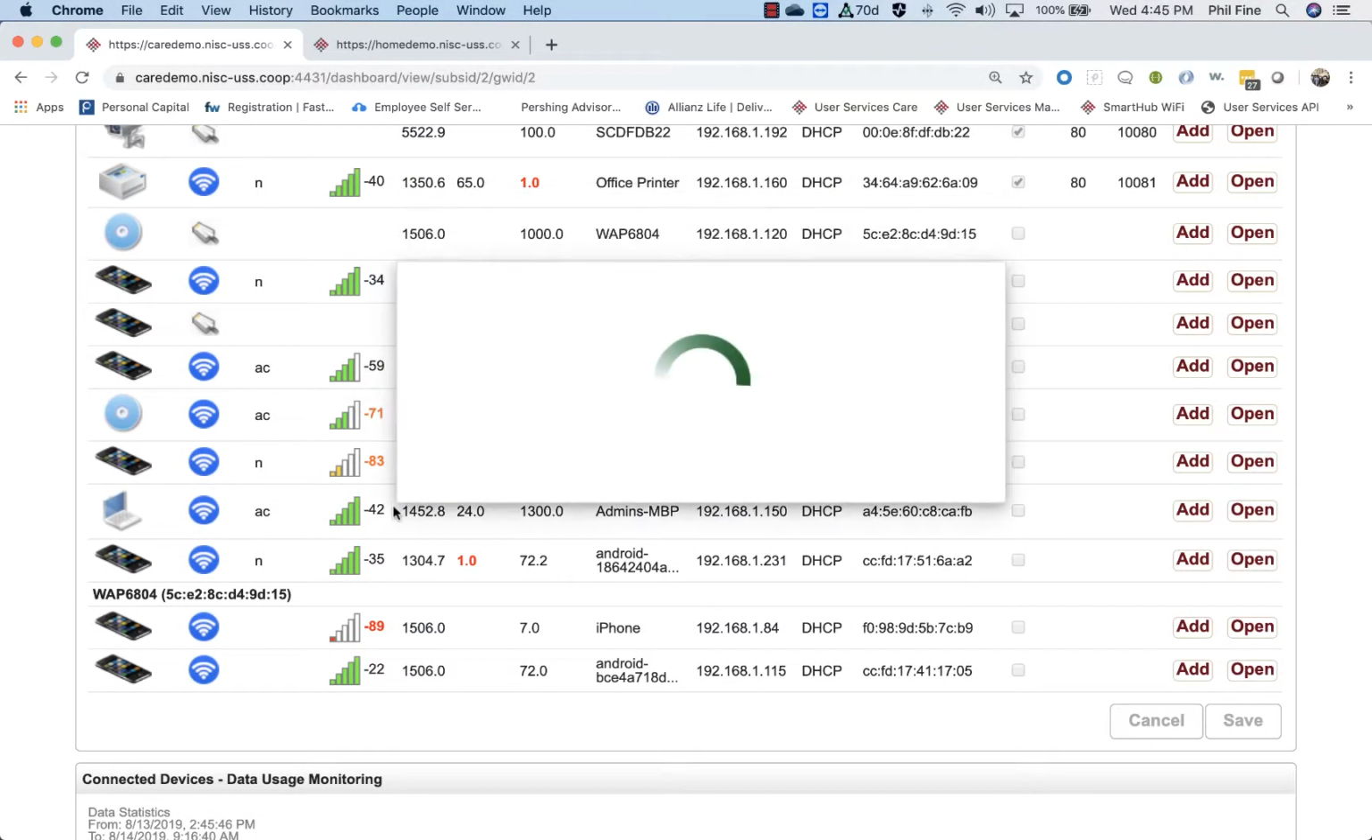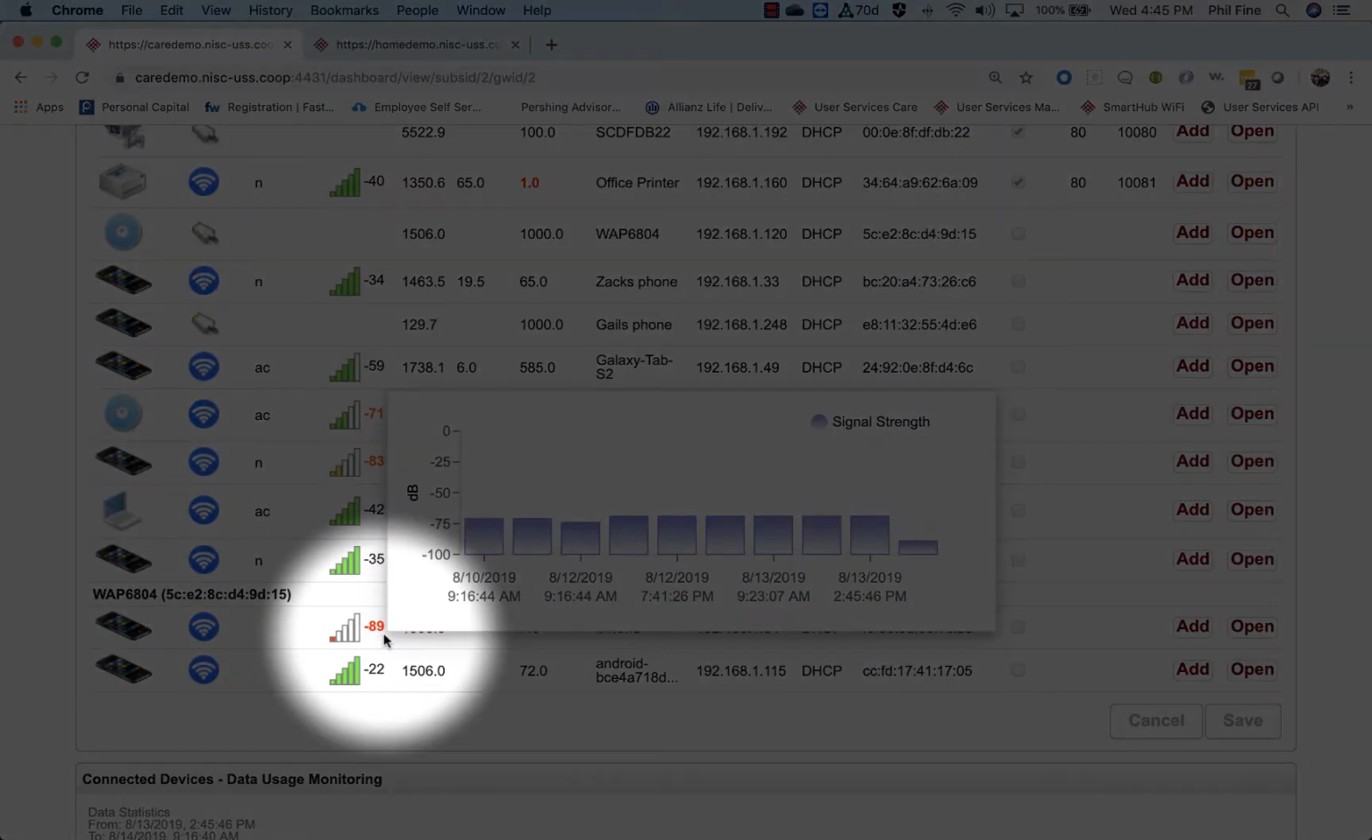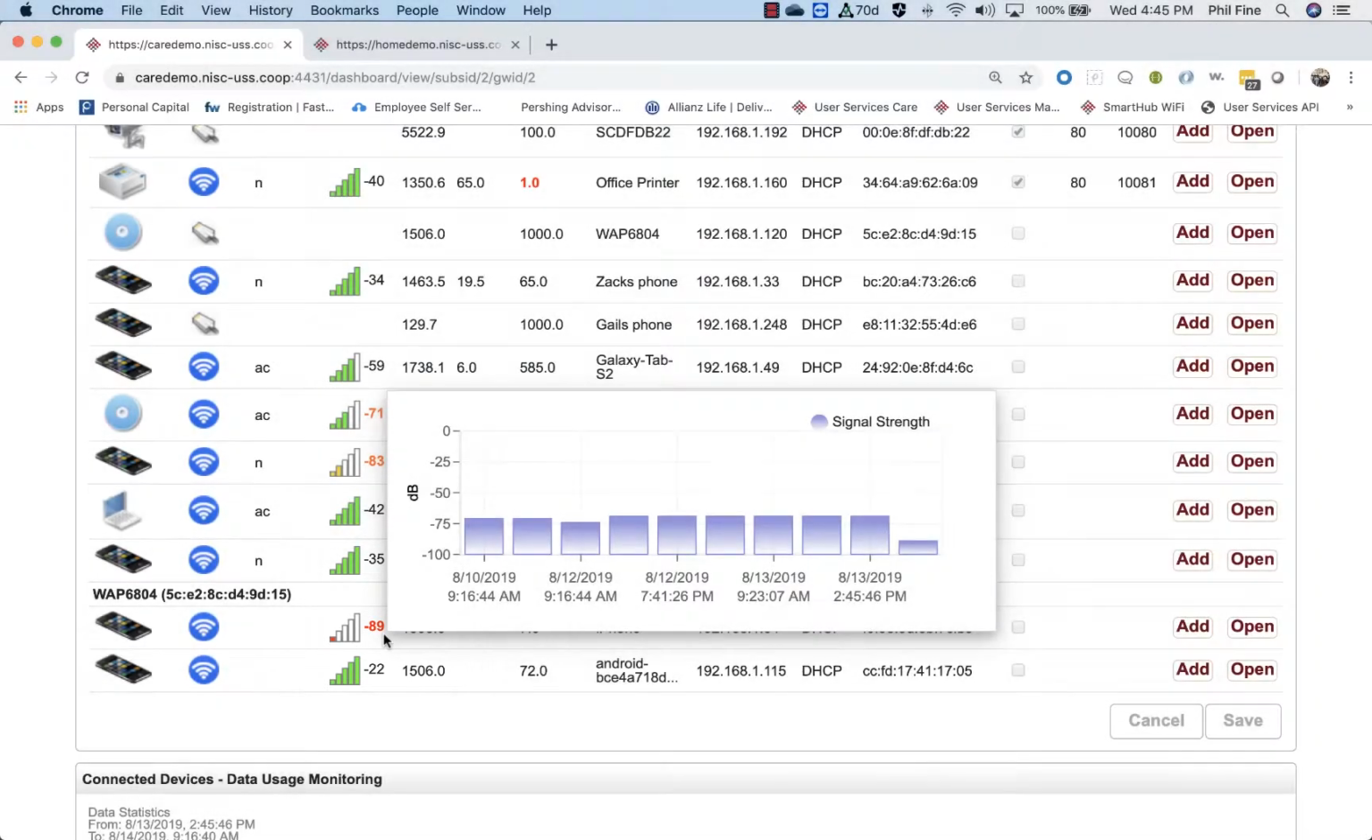For those devices that are suffering problems, the wireless signal strength is indicated in red when below a threshold receive signal strength indicator. A mouseover provides signal strength history, which allows the user to assess whether there's been a change in the environment that might have exacerbated service impacting issues reported by the subscriber.